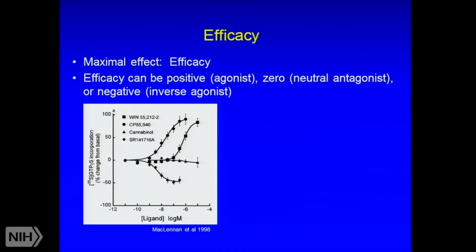And that's just shown here in an experiment from several years ago looking at one measure of signaling, here GDP-KMS binding, where you can see the agonists WIN and CP increase GDP-KMS binding. And the inverse agonist SR, this is rimonabant, decreases GDP-KMS binding. So efficacy can go either way.